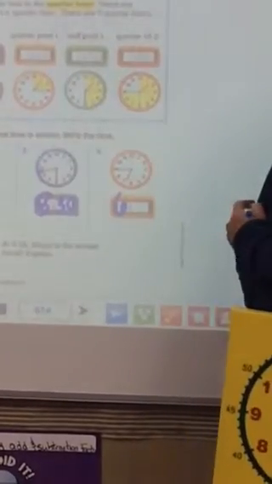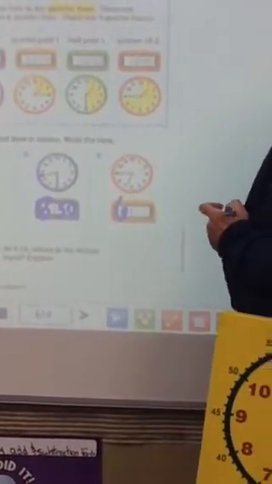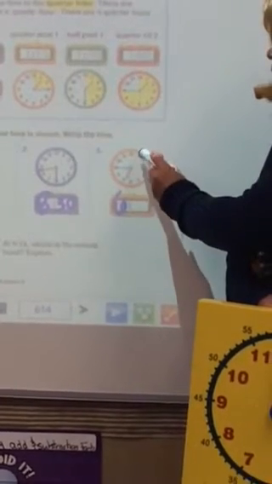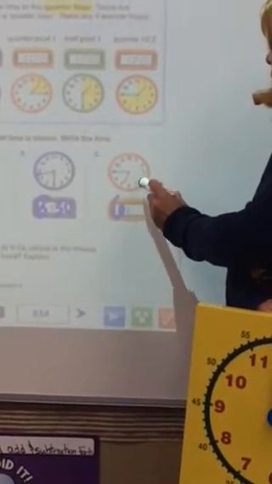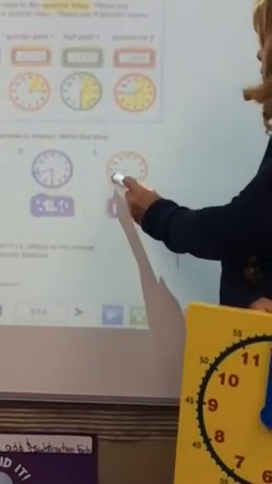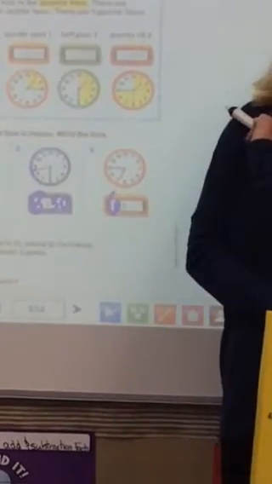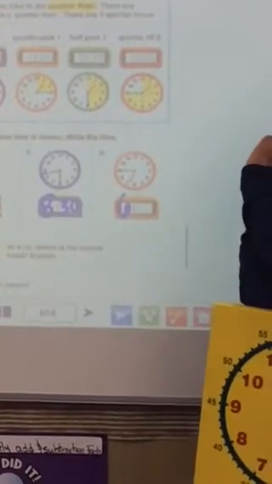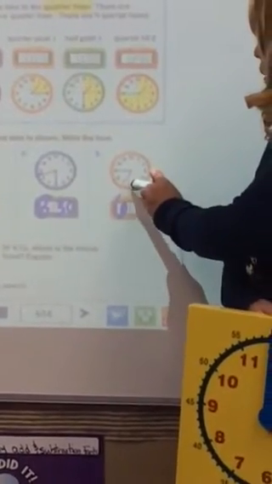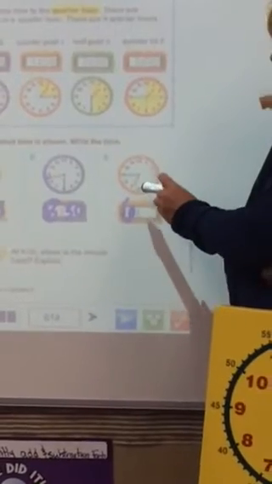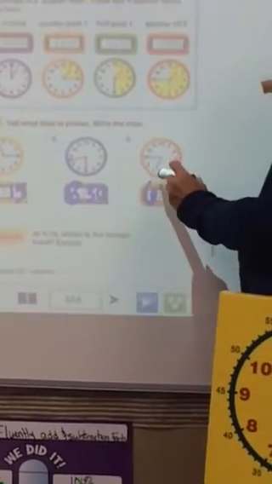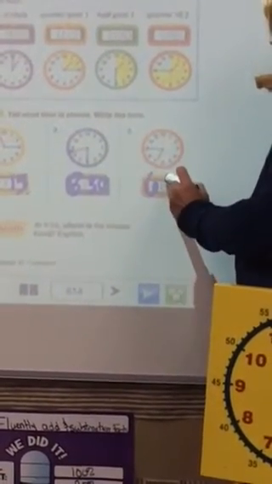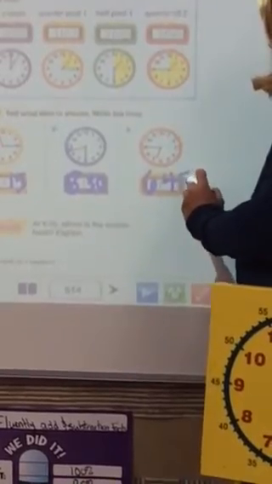But how many minutes have gone by? A lot of minutes. I'm going to go ahead and count. 5, 10, 15, 20, 25, 30, 35, 40, 45. 45 minutes have gone by. If I want to count a little bit faster, you could say, oh, I remember down at the 6 is 30 minutes, and I could skip count from 30 and go 35, 40, 45. 45 minutes have gone by.